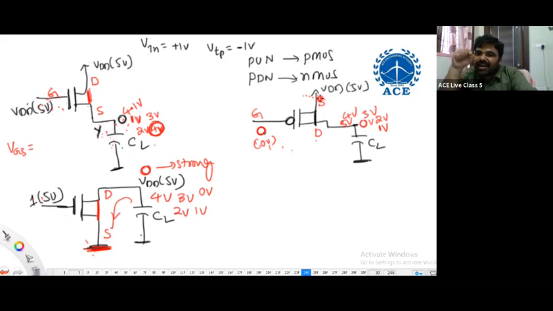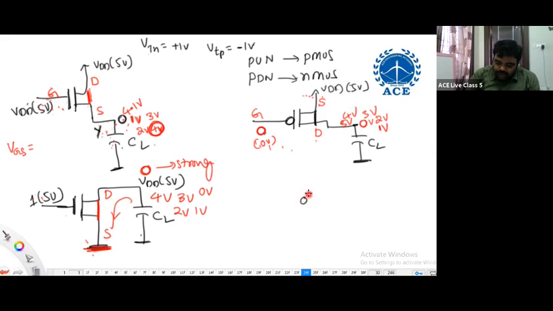Because when the drain is charging, the gate to source potential is not getting affected. So when I'm using a P-channel MOSFET in the pull-up network, it is able to charge up to VDD. That is logic 1. It is possible to pass a strong one to the output node. Am I right?